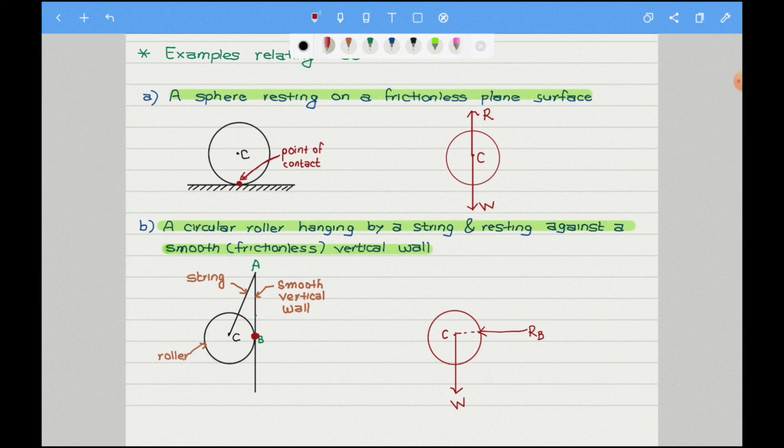We also have the string which hangs the roller from the wall. So there is obviously tension in the string. According to our fourth guideline, the tension in a rope or string will be indicated towards the support, that is towards the point A. So we'll be representing it like this, towards the point A. So this is our tension in the string.